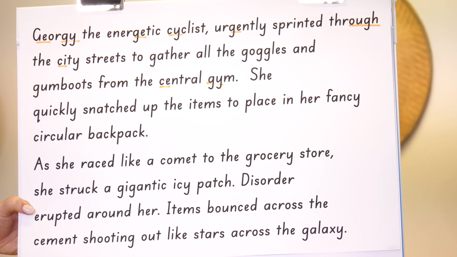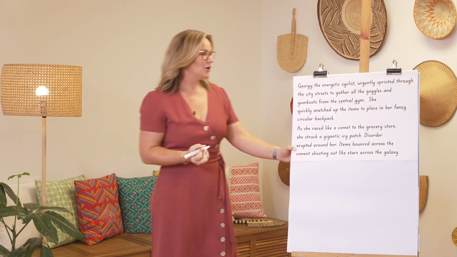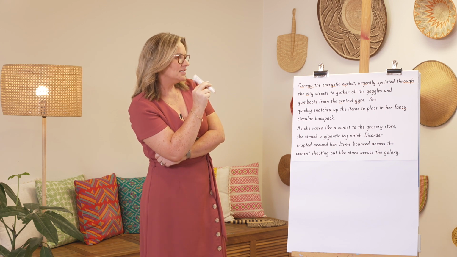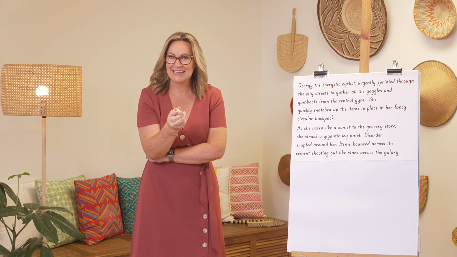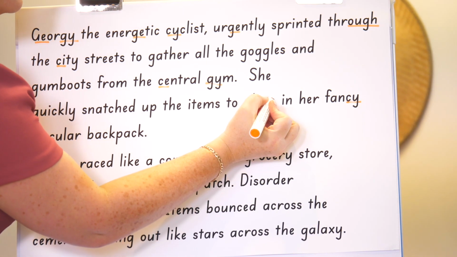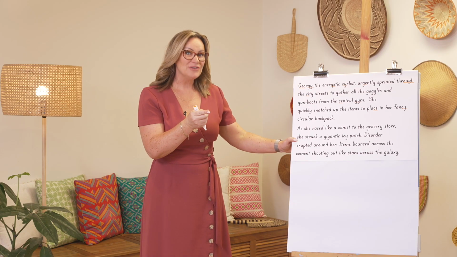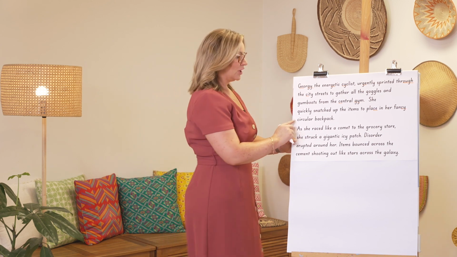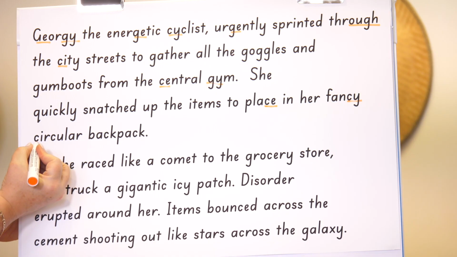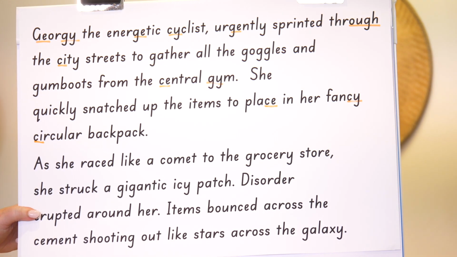Quickly snatched up the items to place in her fancy. Where is it? Over here. End of a word. Oh, have I missed one? Quickly snatched up the items to place. Place. Aha. Now that looks like it might have that vowel digraph there. But in the spelling of this, we are hearing that soft C. Circular backpack. Circular. This is making a different phoneme. We don't need to underline.